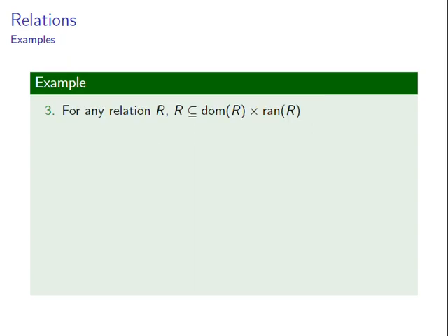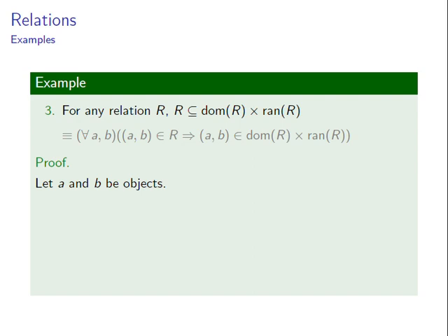Consider the claim: for any relation R, R is a subset of the Cartesian product domain of R cross range of R. This is equivalent to the statement: for any a and b, if the ordered pair (a, b) is an element of R, then (a, b) is an element of the Cartesian product domain of R cross range of R.